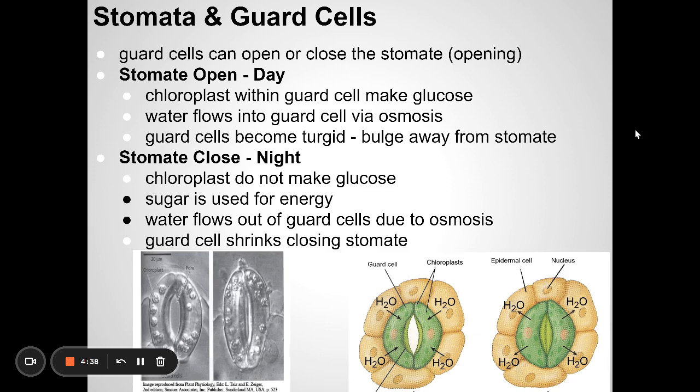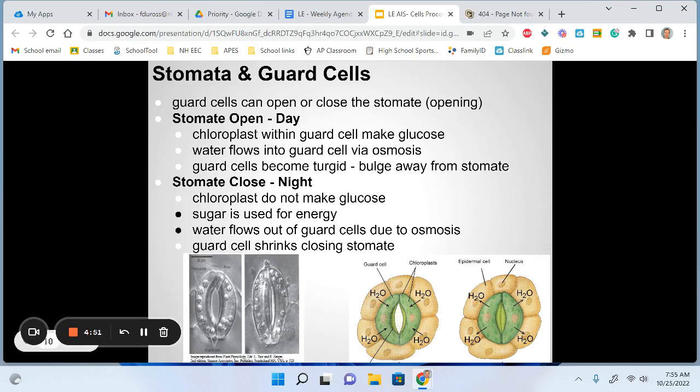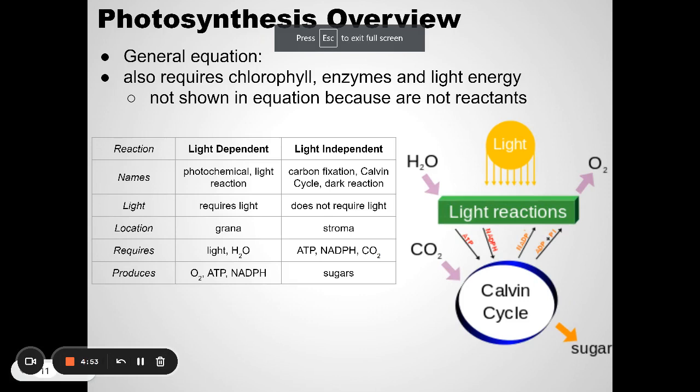And we can see these are actual microscope images. So here we see two guard cells, one on each side. See the opening in the middle, that's open. And then on this one, it's closed. Okay, it's sealed up. So those guard cells and stomata are really important for how the plant functions.